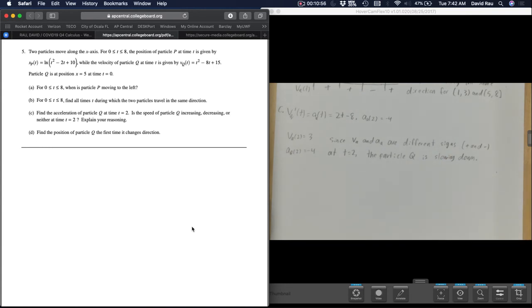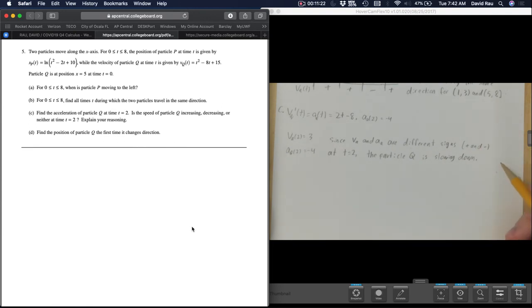Now, other things, obviously, if A of 2 was 0, then it would be neither. And likewise, if V of 2 was 0, even if acceleration was being applied, it would also be neither. So kind of tricky there, but you can review that concept back in applications of derivatives. They definitely go over that there. We had a few Khan Academy videos on that in the past.